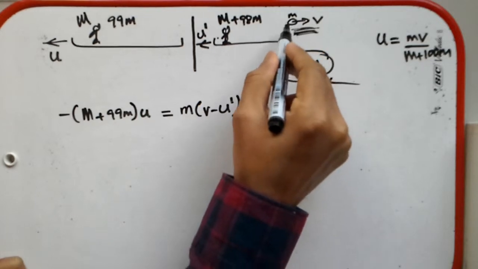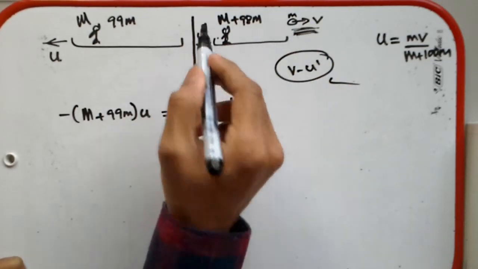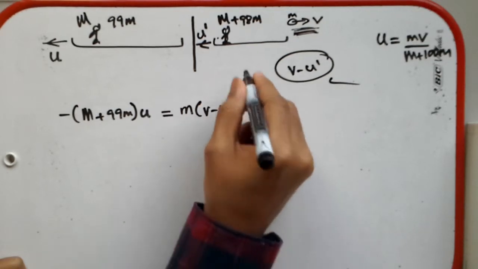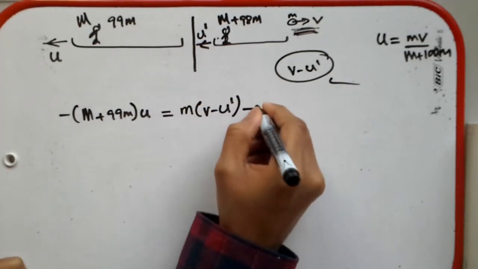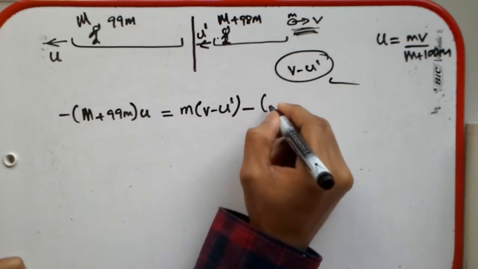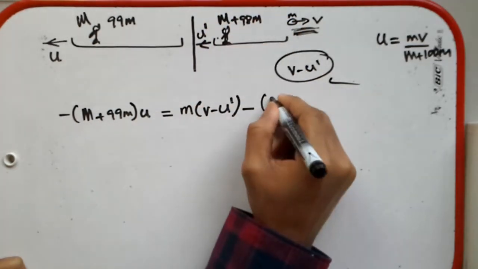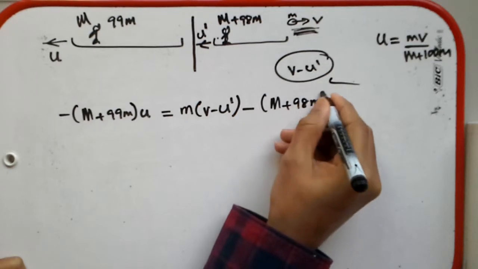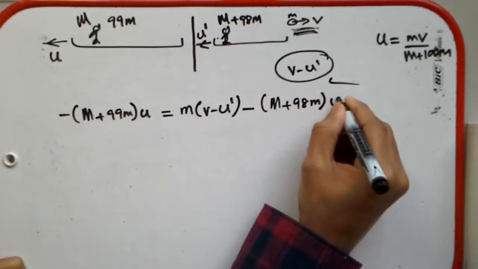So when he throws this one, he is recoiling with u prime speed. What is that u prime? That is in the opposite direction, so I'll put a minus sign. Now what is the total mass of the system? Big M plus 98 small m, times u prime.